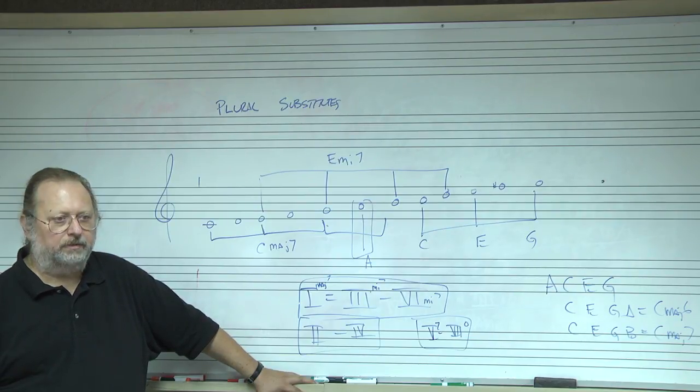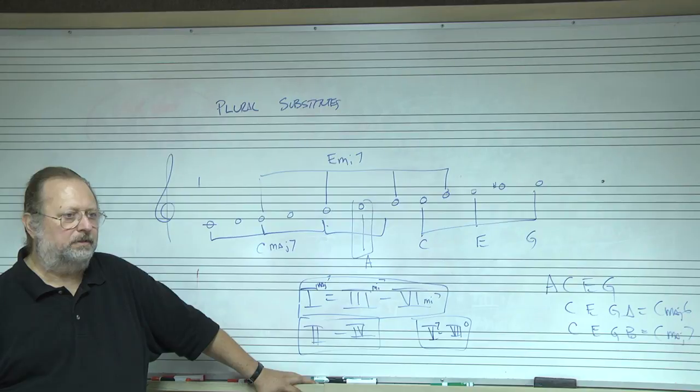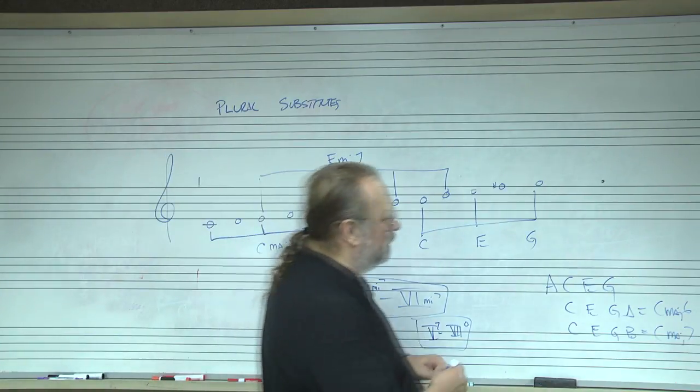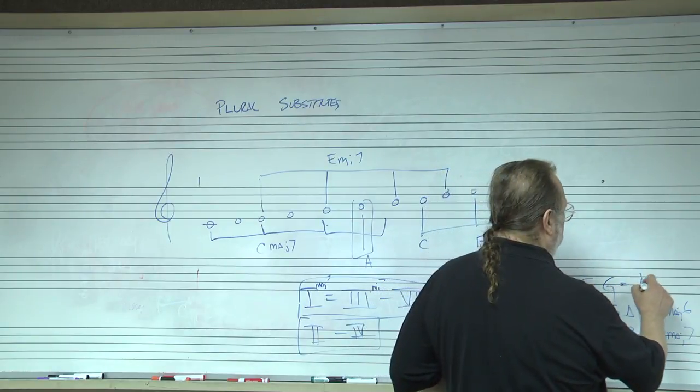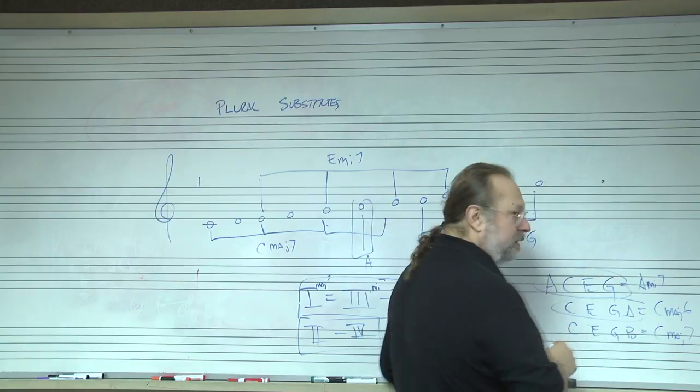C major 7, right? C, E, G, A is C major 6, right? What's A minor 7? A, C, E, G. So A, C, E, G is A minor 7. The same notes as C major 6, right? Yes.